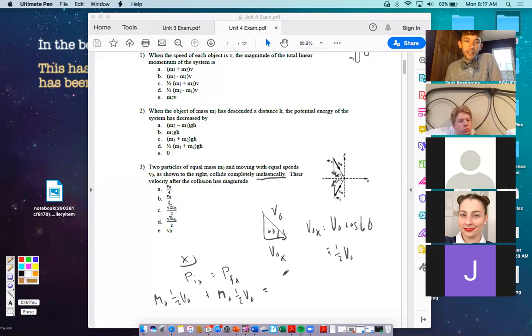If you guys remember, perfectly inelastic collisions are when the objects stick together. So that's going to give me a final mass of 2m, and I'm trying to solve for this final velocity. I want to know what that is. So this left side of the equation collapses to just m v naught. Divide both sides by 2m, and I'm going to get v naught over 2. So the answer to question 3 is B.